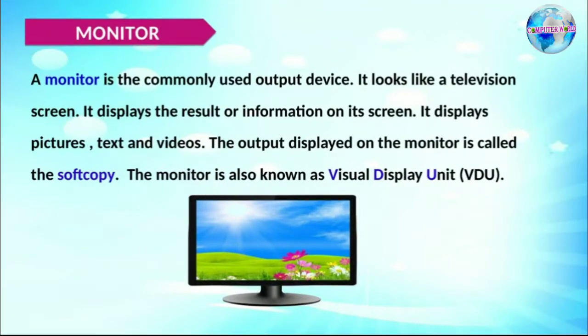Monitor. A monitor is the commonly used output device. It looks like a television screen. It displays the result or information on its screen. It displays pictures, text, and videos. The output displayed on the monitor is called the soft copy. The monitor is also known as visual display unit.